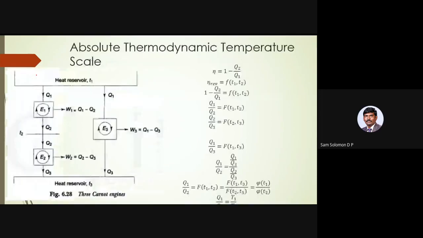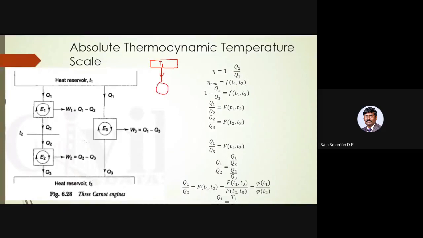The other important thing is the absolute thermodynamic temperature scale. So let's see what this is. Let me assume that there is a heat reservoir T1 and a heat reservoir T2. The initial picture is not there, so let me draw the initial picture. So I have a temperature source T1 and you are familiar with this.